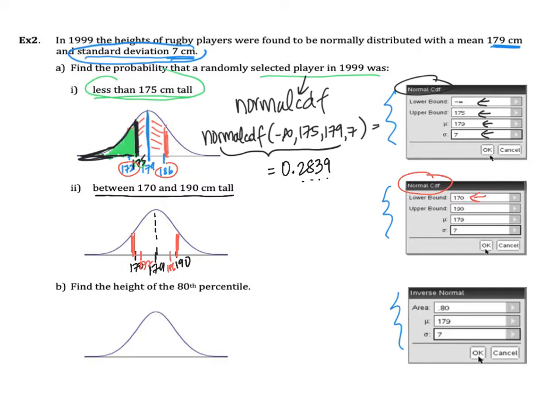Our lower bound this time is 170. Our upper bound is 190. Our average is 179, and our standard deviation is 7. So we have normal CDF, this time lower bound, upper bound, right? You would write this on your paper, and when you plug that into your calculator, it should have spit out 0.8427. So roughly 84% of rugby players in 1999 had a height between 170 and 190 centimeters tall.